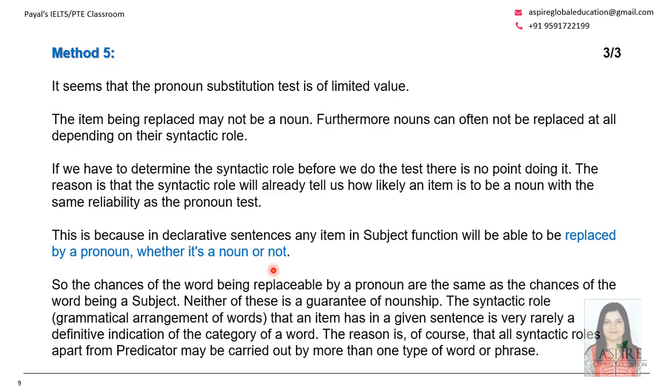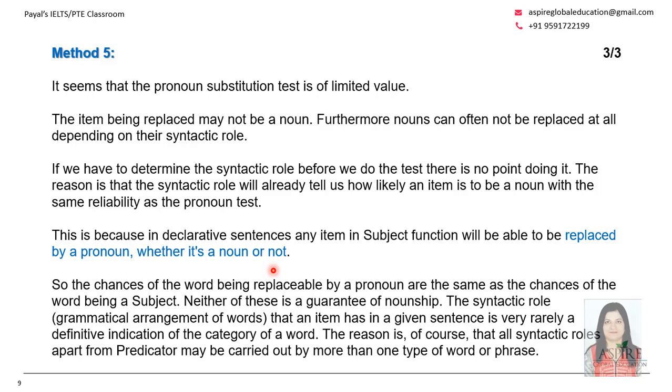Which means, coming back to the example, the girl wearing a red dress, this whole thing can be replaced by a pronoun. The girl wearing a red dress is beautiful. So I can say she's beautiful, but then I should know whom she is indicating.